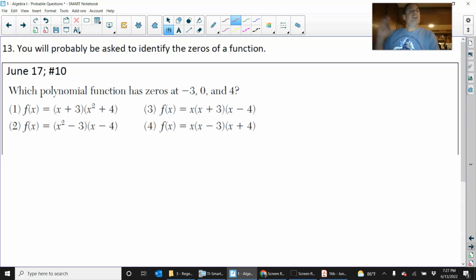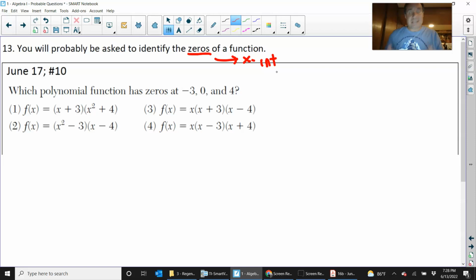Number 13, you will probably be asked to find the zeros of each function. So the zeros is where the polynomial crosses the x-axis. So just remember, all they're asking you is for the x-intercept. Sorry, I made that a little bit messed up there. All right, so they're asking for the x-intercept.